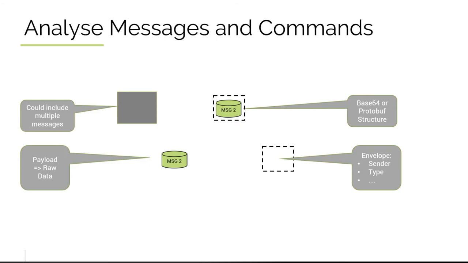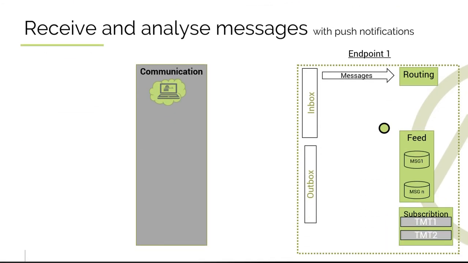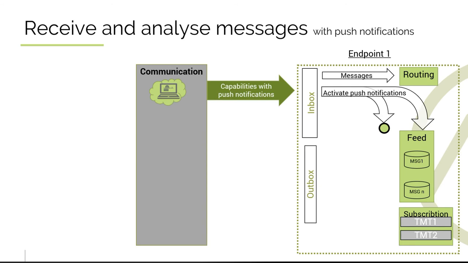So let's, as a last step in this video, take a look at how the communication works when the push notifications are activated. Of course, we have the same structure, and the first thing you have to do is you have to send the capability command and have to make sure that push notifications are enabled. You can send the capabilities also during the process to enable or disable push notifications.